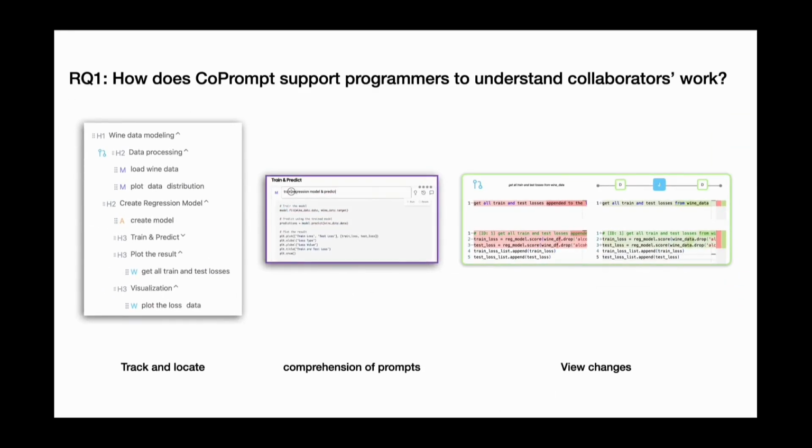Our user study investigated two research questions. First, how does CoPrompt support programmers to understand collaborators' work? We found that the multi-level overview assisted users to track and locate collaborators' process, generating explanations and indicating the relationship between prompts and generated content assisted participants' comprehension of prompts. And the history view allows users to have a clear overview of collaborators' changes.